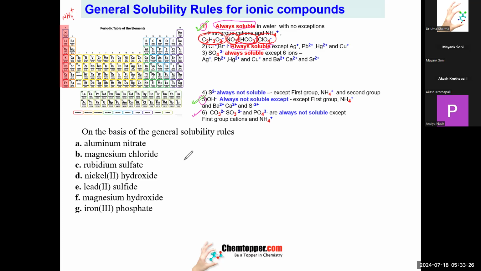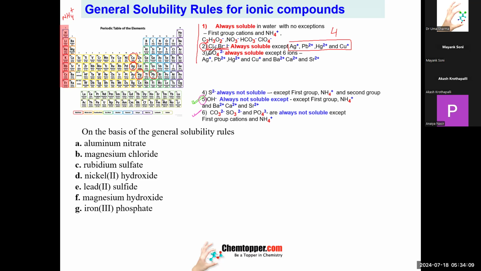We should. Then the second rule is, now as I'm going from rule number 1 to rule number 2, the solubility is decreasing. These are also always soluble, always. Except, can you see how many? Only 4 cations, 4. Silver plus, copper 1 plus, mercury 2 plus, lead 2 plus. Only 4 are not soluble. So these are the ones which are always soluble.